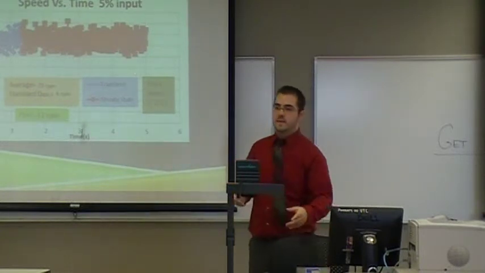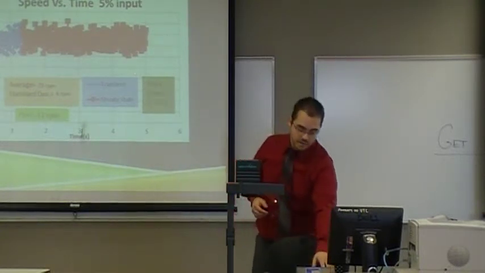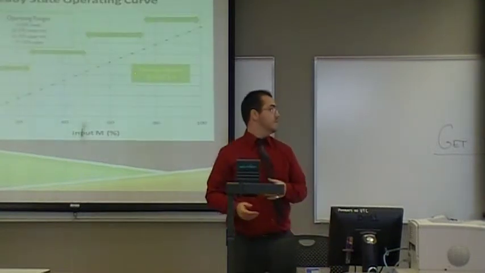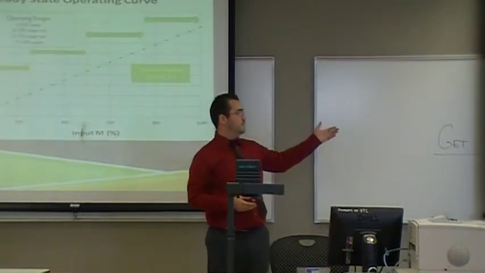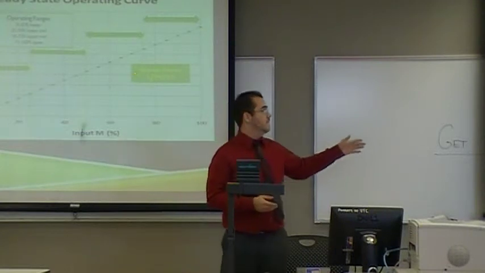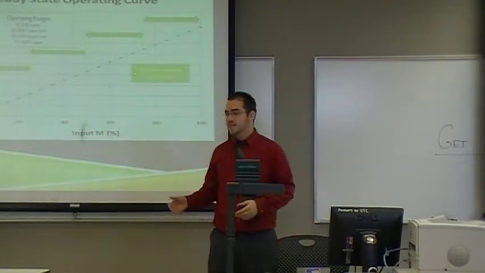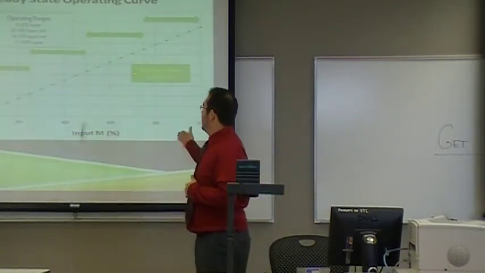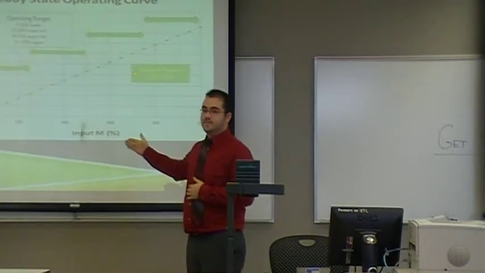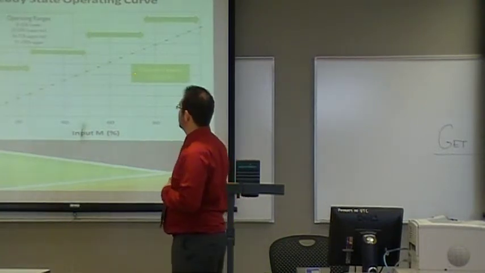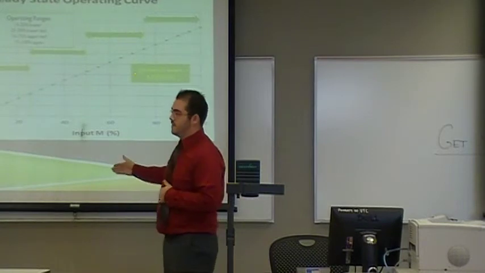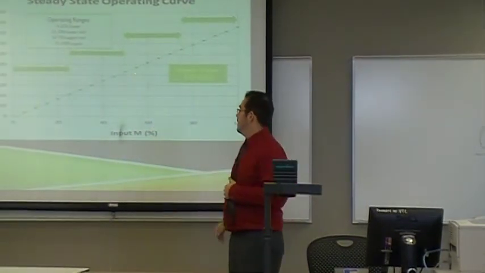From these, we calculated the steady state operating curve. For all of the averages, we therefore got points for every 5% interval that we did for our system. As we can see on the steady state operating curve, it is extremely linear. The operating range for our system is from 0 to 100% and from 0 to 1750 RPM.